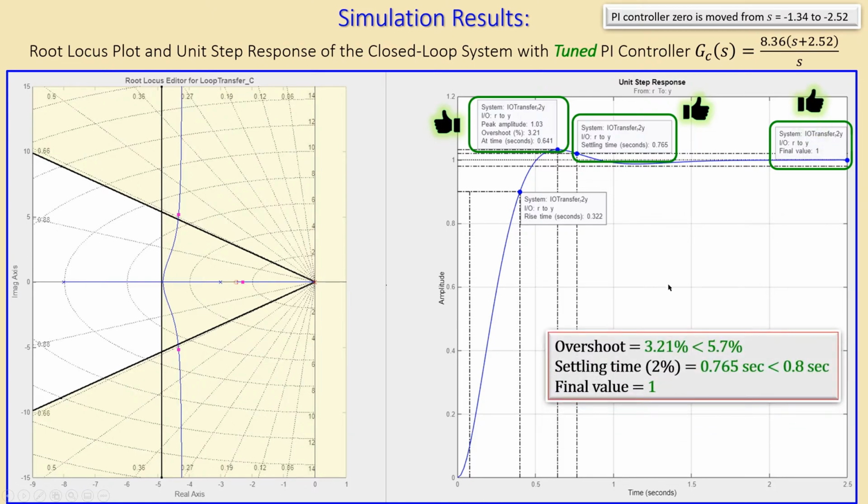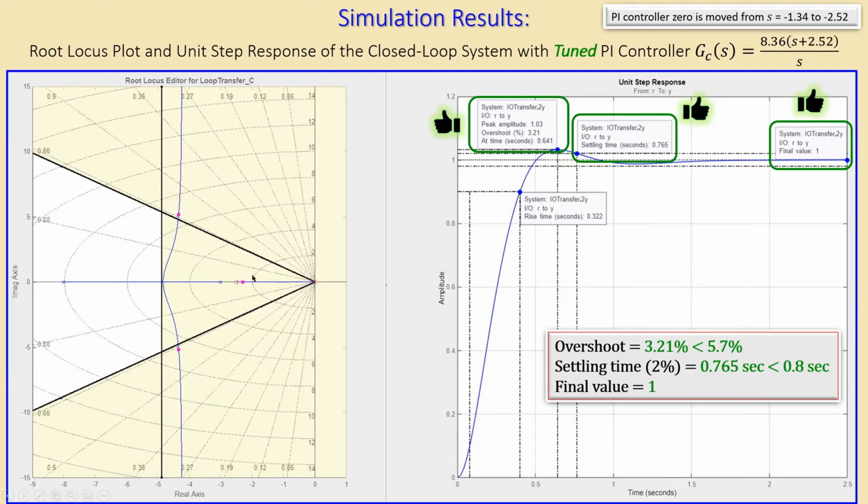In total, I have an overshoot which is less than 5.7%, a settling time which is less than 0.8 seconds, and a final value of 1. That means a 0 steady state error for unit step input. So the design is in this form completed using this controller. I have only made the change in the zero, and that has resulted in this expression. You can of course go on with the gain and improve that even more, but that is what I have at the moment.